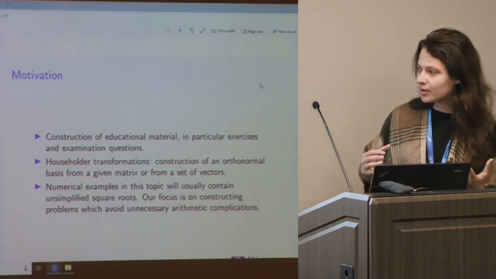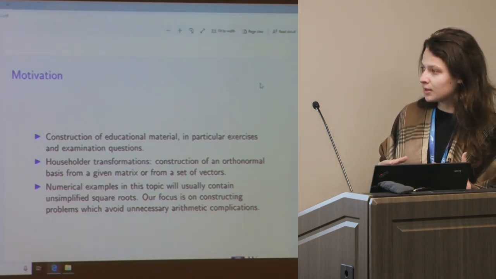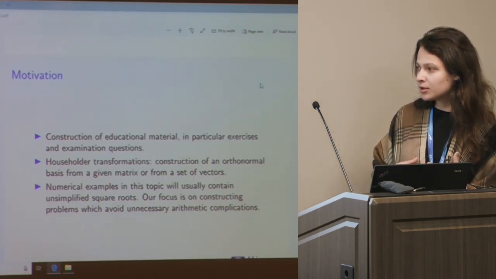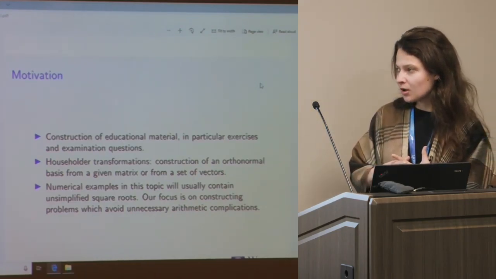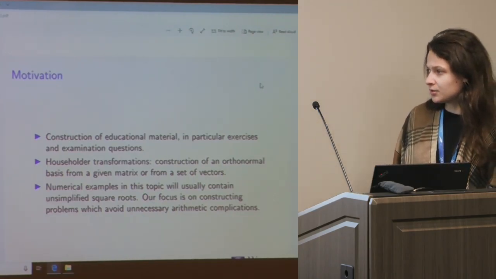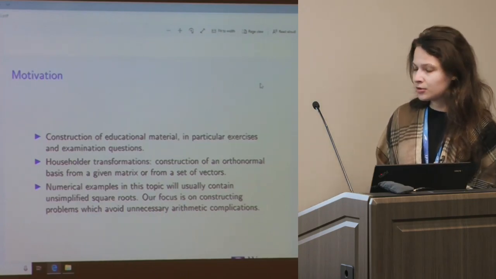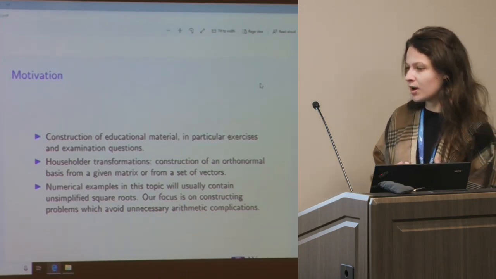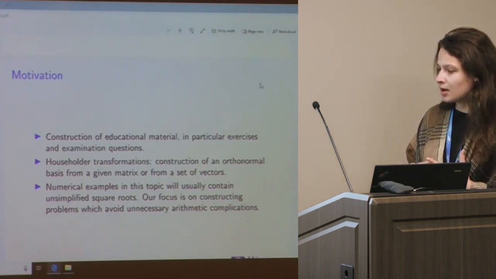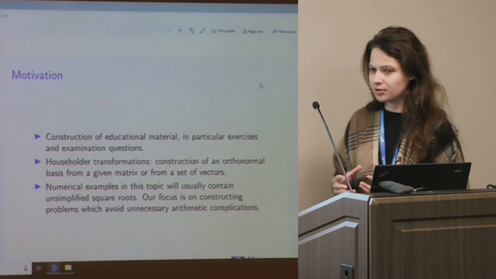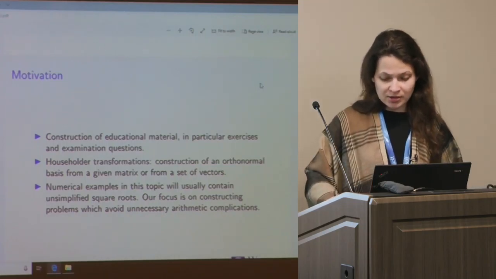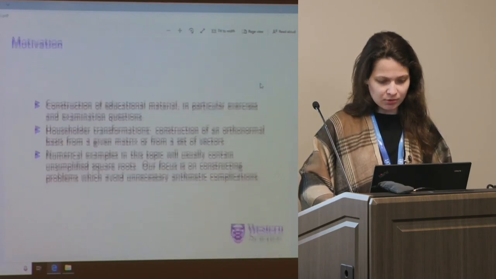So the problem with householder is that problems usually contain unsimplified square roots. So you usually stumble upon hard arithmetic calculations throughout the transformations. So we're going to focus on trying to avoid that, trying to construct problems that give you rational steps throughout the transformations, as well as a rational result.